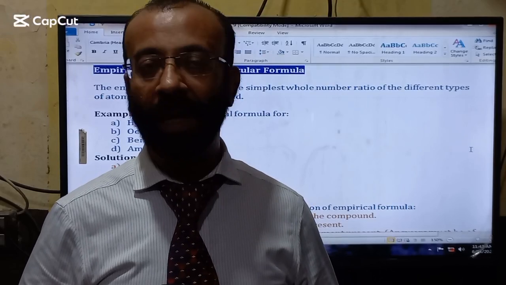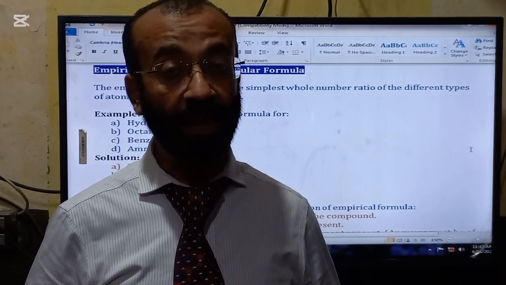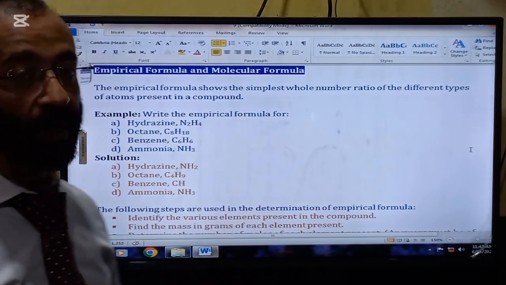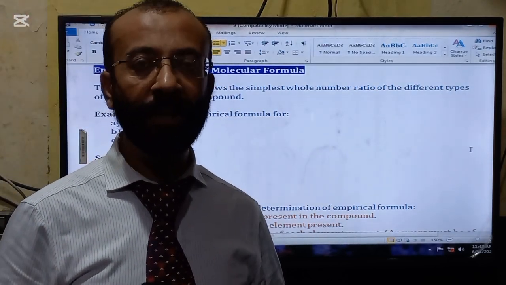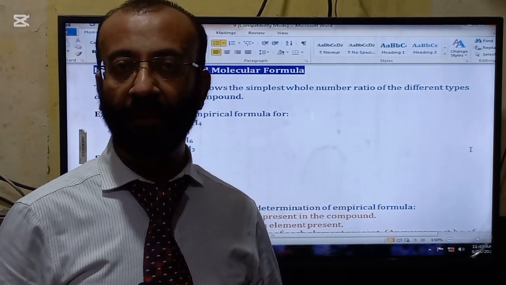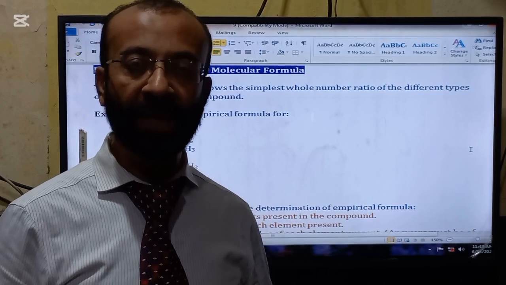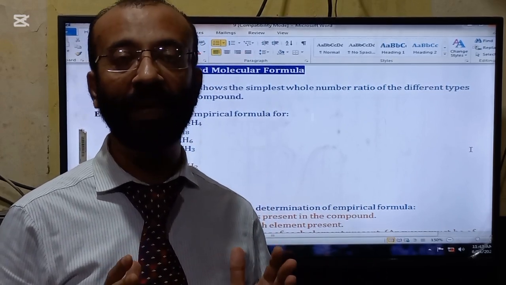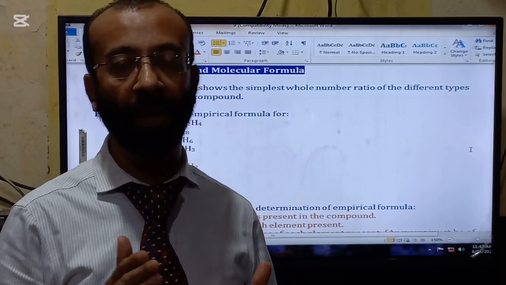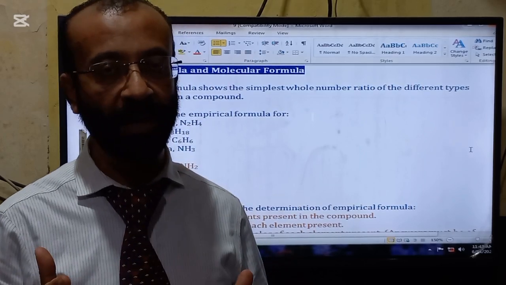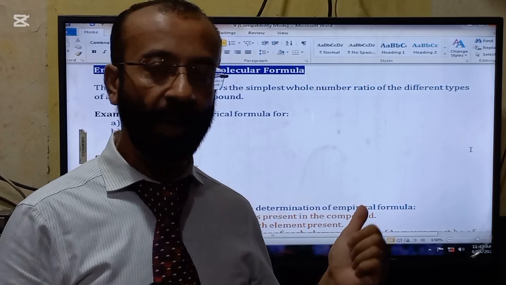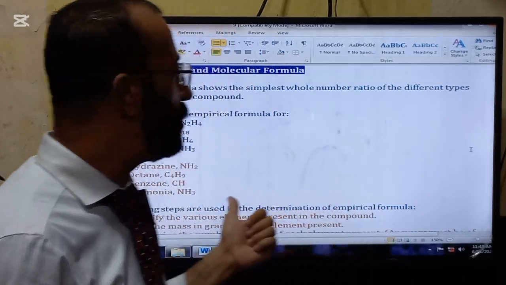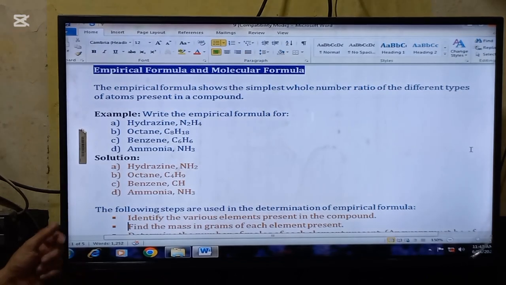Good morning, students. Our topic today in the subject of chemistry is empirical formula and molecular formula. So it's a technical topic. There will be some techniques used in the lecture, so concentrate. This is one of the very important topics in formulae and stoichiometry. Questions from this topic always come in the paper. So concentrate now. We are going to start.